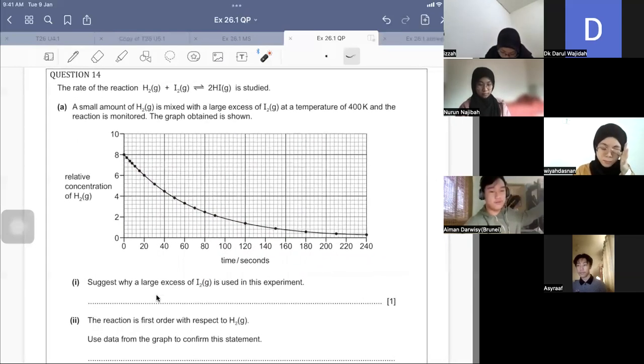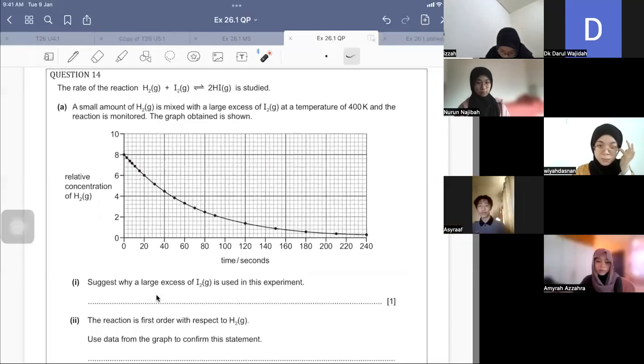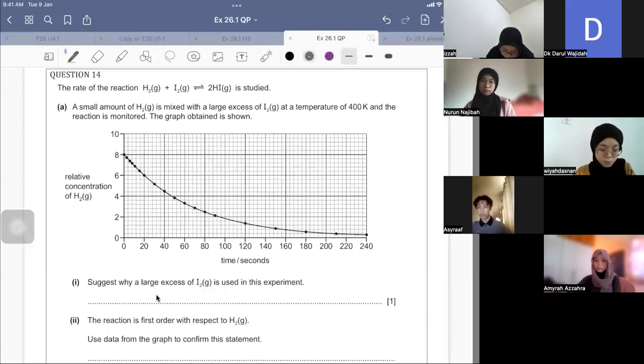Okay, so usually when you use a reagent that is in a large amount or in excess, the reason for this is because you want the concentration to stay constant, okay? So that because it contains in a large amount, only a small proportion of it will react so that we keep the concentration of the iodine constant. Okay, so the reason for that. So concentration of iodine stays constant.